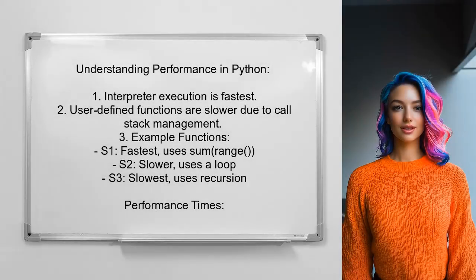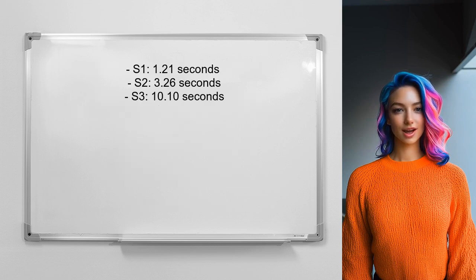This user explains that the speed difference between recursive and iterative functions in Python comes down to how the interpreter handles function calls. They point out that code executed directly in the interpreter is the fastest, while user-defined function calls are slower because the interpreter must manage a call stack for each function. They provide examples showing that a simple sum function is the fastest, while a recursive function is the slowest due to the overhead of multiple function calls.